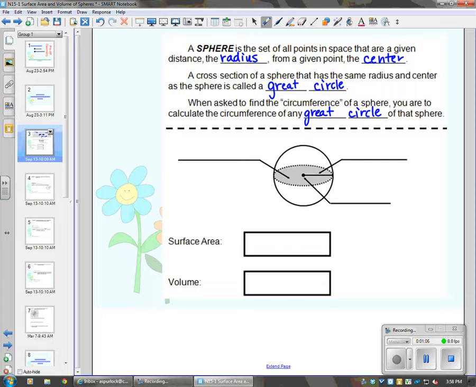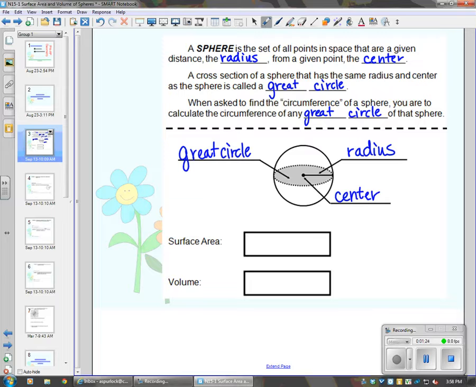Now we're going to label our sphere. The top left line is pointing to the great circle. The top right line is pointing to the radius. The bottom right is pointing to the center of our sphere.